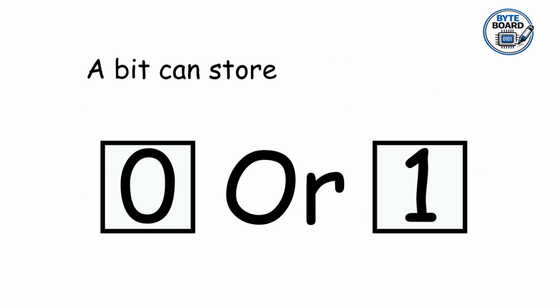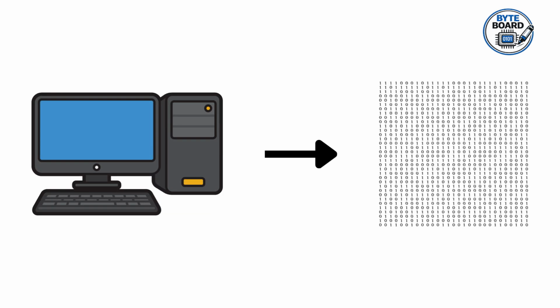What is a bit? A bit is the smallest unit of data in a computer. Bit stands for binary digit. A bit can store only two values, 0 or 1. Computers use billions of these bits to process information.